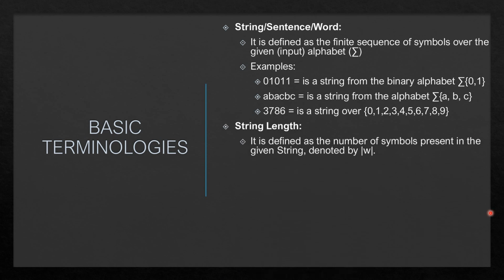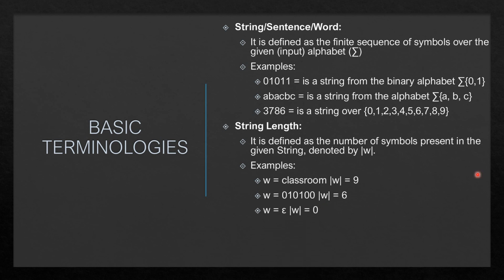Next term is string length. It is defined as the number of symbols present in the given string, denoted by mod of w. Example, if my w is equal to classroom, then my string length, that is mod of w, will be equal to 9, as the classroom string has 9 alphabets or symbols in the string. Next example, w is equal to 010100. Here as we can see there are 6 symbols in the string. My mod of w, or the string length, will be equal to 6.